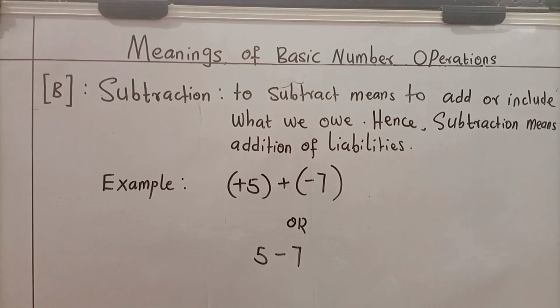If you had been thinking earlier that subtraction is reducing or removing something from something, just tell me 5 minus 7 is a correct number operation. But if you have been thinking that subtraction means removing, how can somebody remove 7 from 5? Is it possible? If not possible, it means that you should consider giving a new meaning to subtraction, not the one you had earlier. The meaning of subtraction is not reduction or removal. It means to add what we owe.